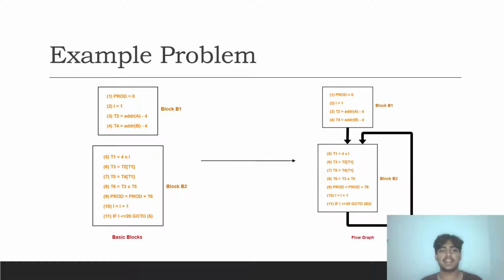So looking at the example right here, we discussed this example as example problem 1. We have block B1 and block B2. Because we have to execute the blocks in a linear fashion, we will execute line 5 after line 4, which means we have a linear connection. And at line 11 we have a go to statement: if I less than or equal to 20, go to 5. So from line number 11 we go back to block B2, from here to here, just like this. You can see it on the right side. This is how you will explain your problem with the help of a flow graph.